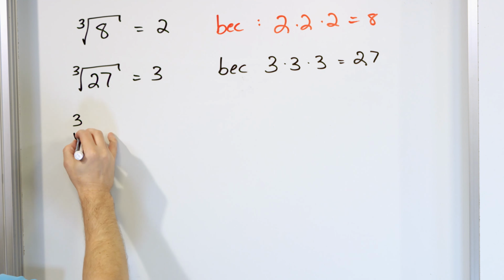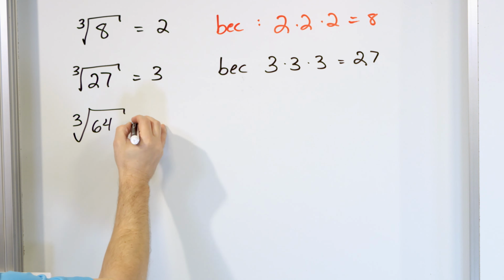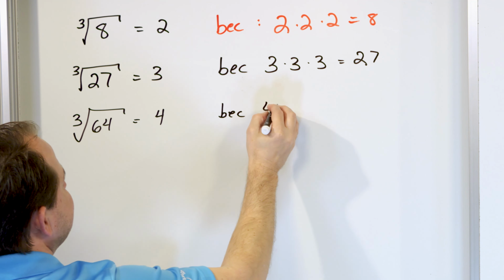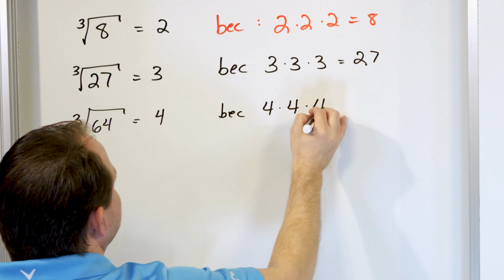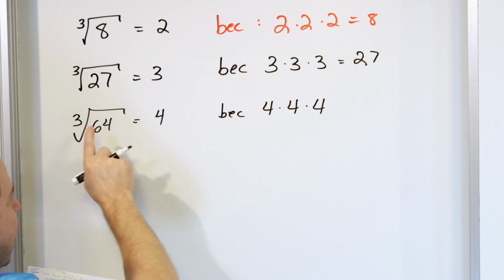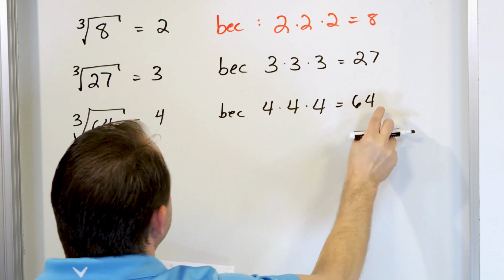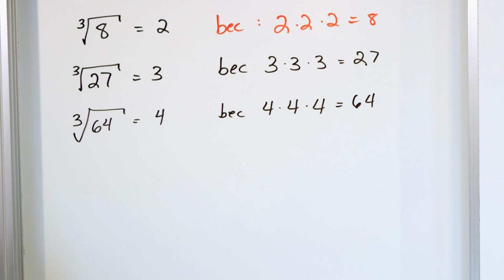What is the cube root of 64? The answer to that is 4. Why? Because exactly the same thing. 4 times 4 times 4, I'm doing it 3 times. 4 times 4 is 16, 16 times 4 is 64. So I recover what's under the radical by multiplying it 3 times.